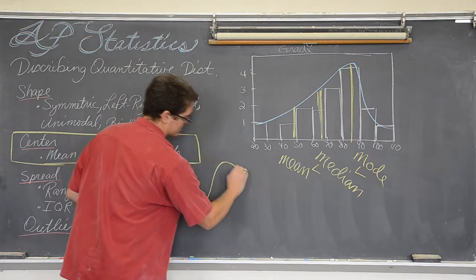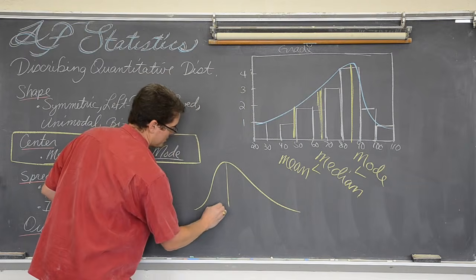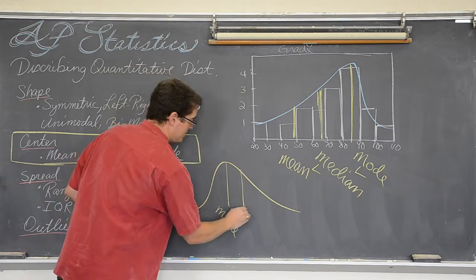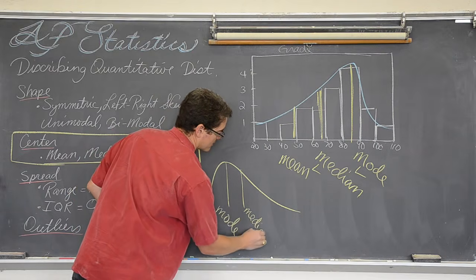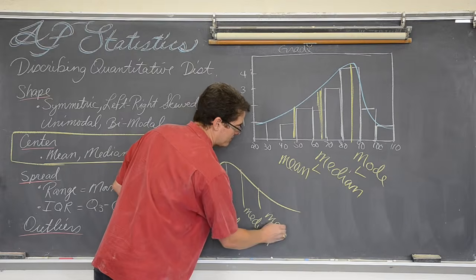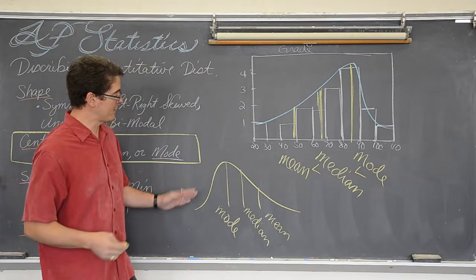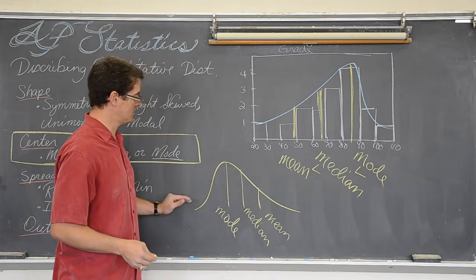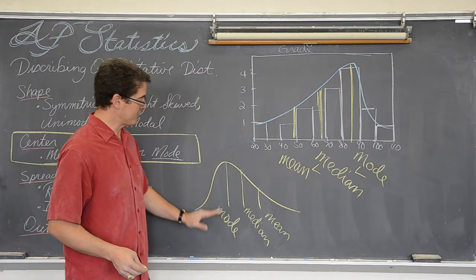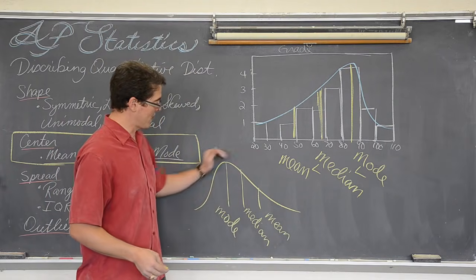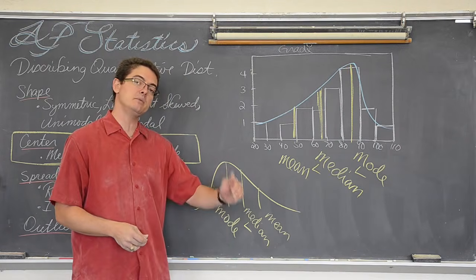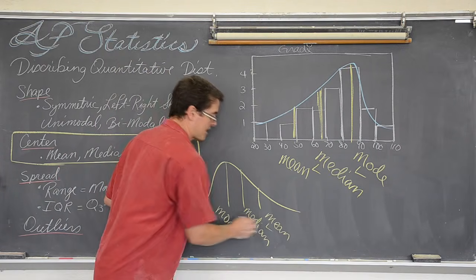If it's a right skew distribution, then the mode is the smallest measure of center. The median is a little bit larger, and then the mean, always being closest to the tail, is going to be larger. So if you have a right skew distribution, you have your three measures of center. The mode is the smallest, then comes the median, and then always closest to the tail is the mean.